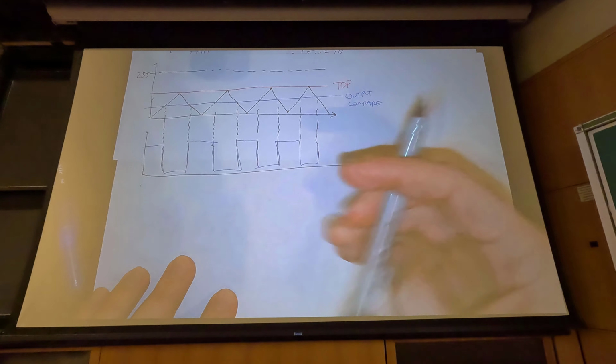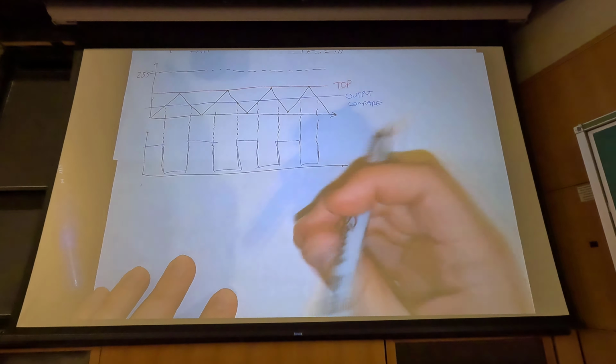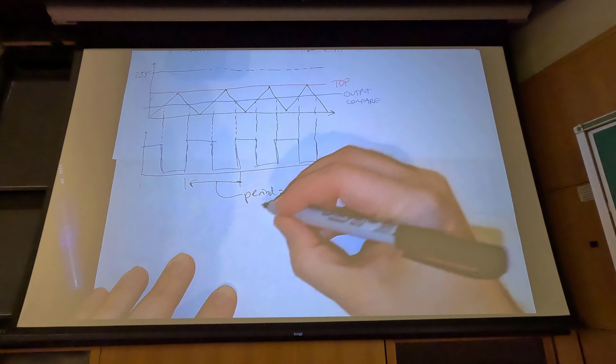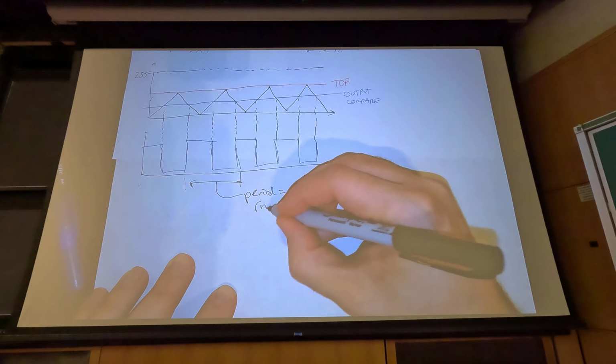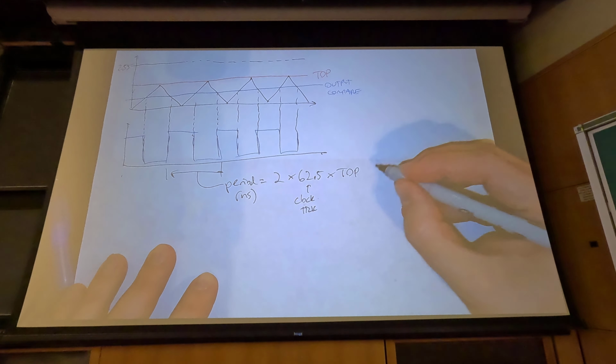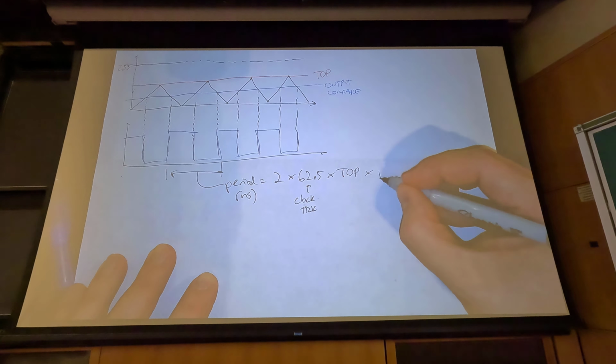We can calculate the period of that pulse in nanoseconds using the equation 2 times 62.5, which is again the one clock tick in nanoseconds, times that top value times the prescaler.